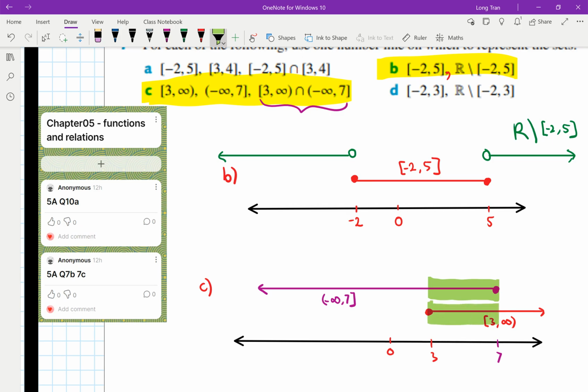Okay, so in the red line, there's more numbers from 7 onwards, and in the purple line, there are more numbers in the negative.